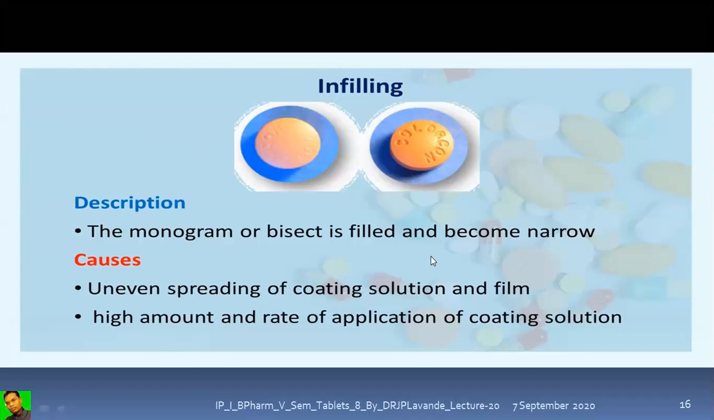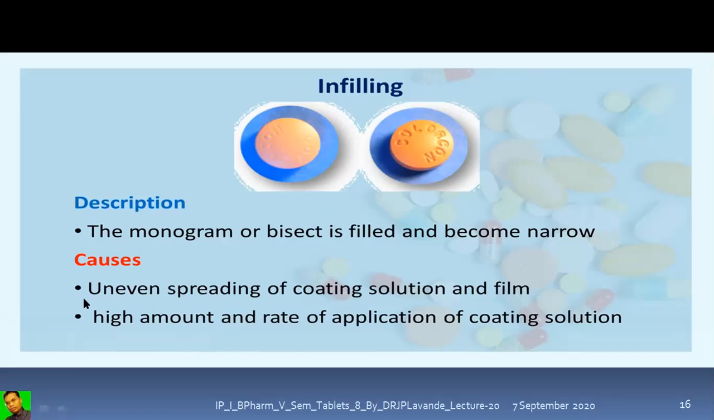When it gets filled, it becomes very narrow, and we cannot identify that particular line in order to break the tablet. Right, the same is the case with the printings. The printing is for identification, or sometimes the color, or the name, or the dosage strength, or the name of the company imprinted onto the tablet surface. So if it gets infilled, it is very difficult to identify the tablet.